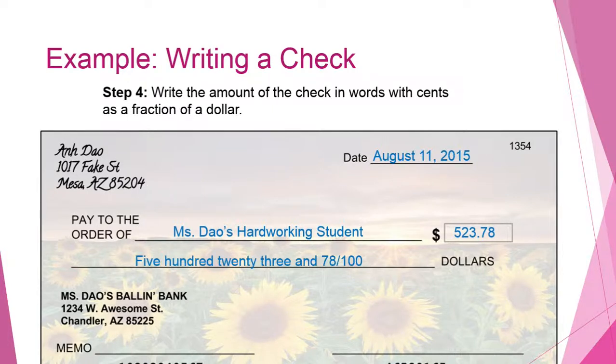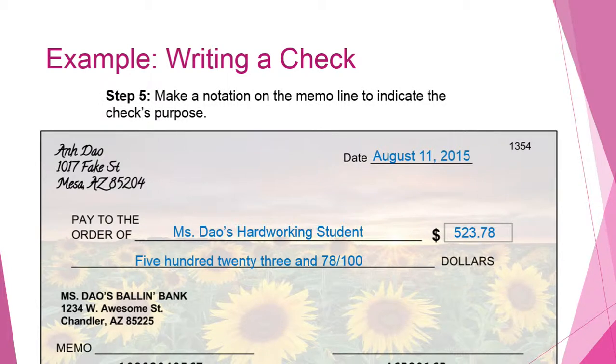So we write out 523. And then to separate the dollar amount and the cents, you want to write the word and, then because it is 78 cents, you would write 78 over 100. Keep in mind, you do not write the word dollars or the word cents. The 78 over 100 is implied it is cents, and the dollar word is already there, so you do not have to worry about that anymore.